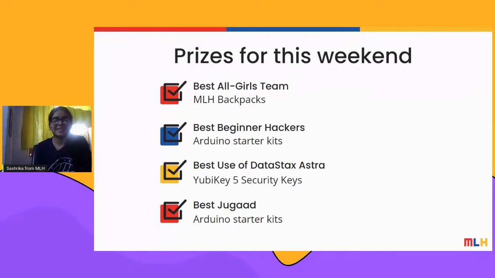So just create something silly, innovative, out of the box, unique, and get your creative hats on, get those thinking juices flowing, and you can win the best Jugaad hack and get a chance to win the Arduino starter kits. Of course, as we talked about before, there's best use of DataStax Astra, which can help you win YubiKey 5 security keys.